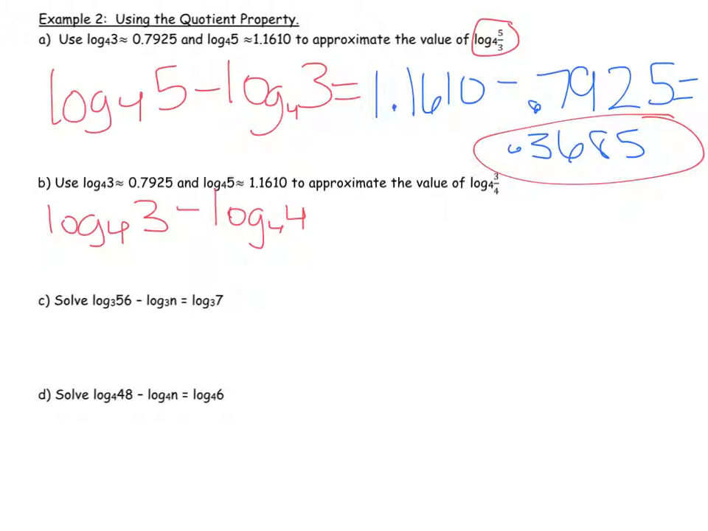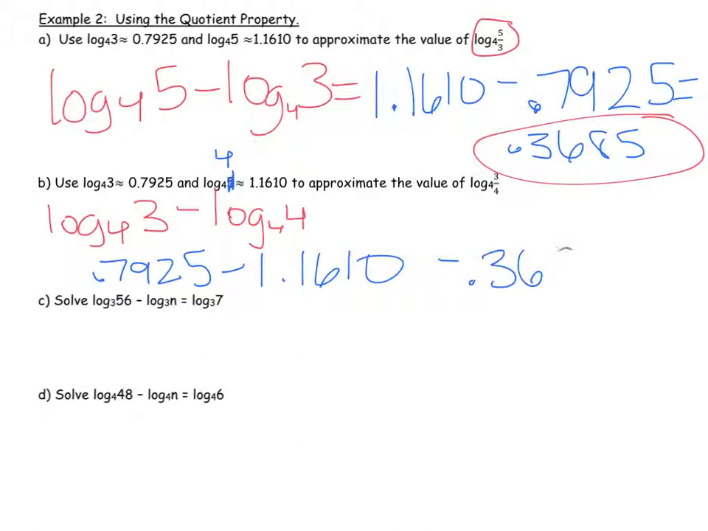So then I want to check what those values were. Well, I know that log 4 of 3 was 0.7925, and I know that log 4, oh, and actually this is a typo here. This should say log 4 of 4 is what they gave you, of 1.1610. So now that I have that, I have minus 1.1610. So I'm going to, again, just do a very simple subtraction problem. 0.7925 minus 1.1610, and that's going to give me negative 0.3685 as my final answer.